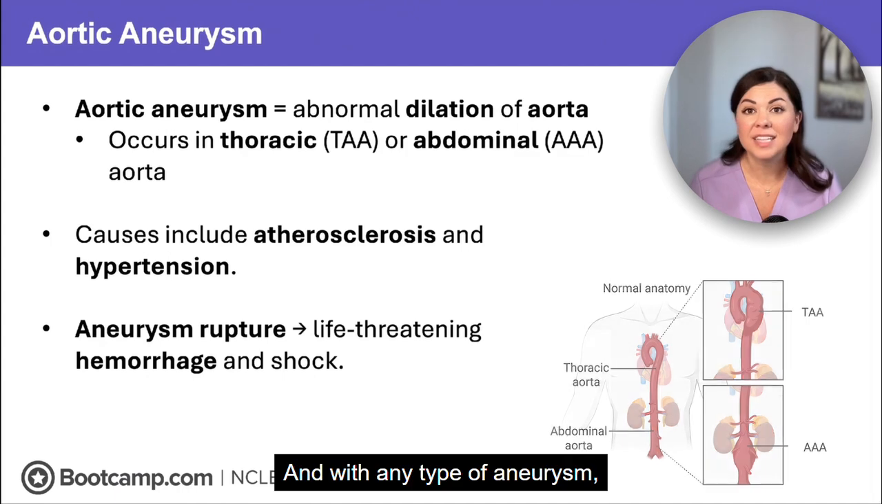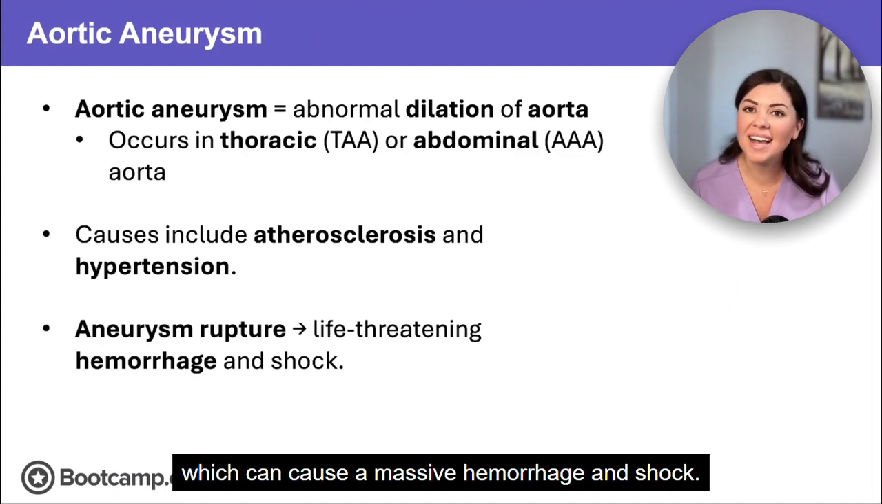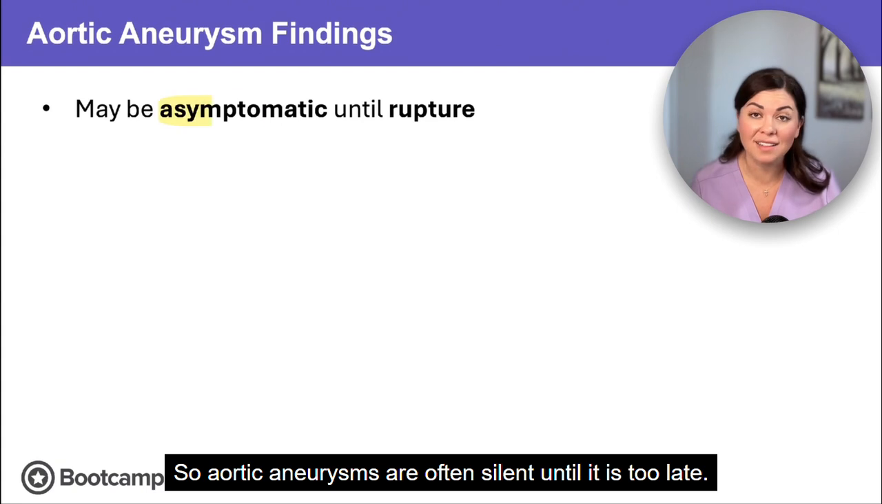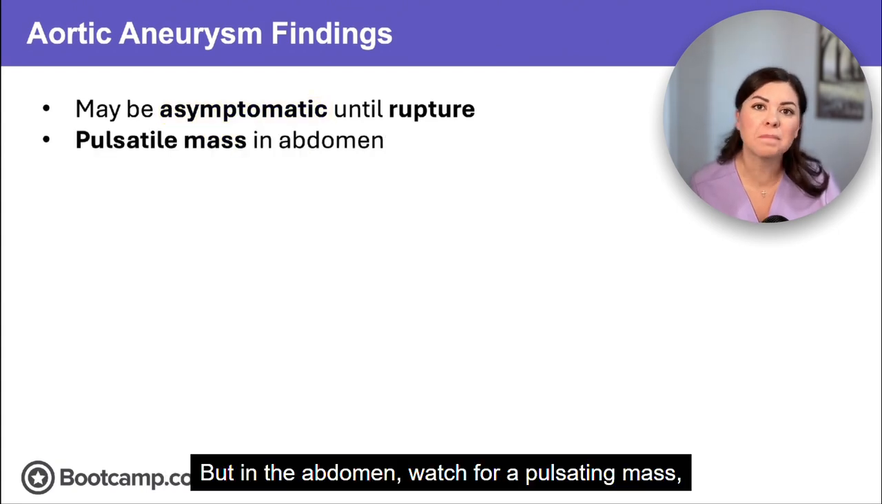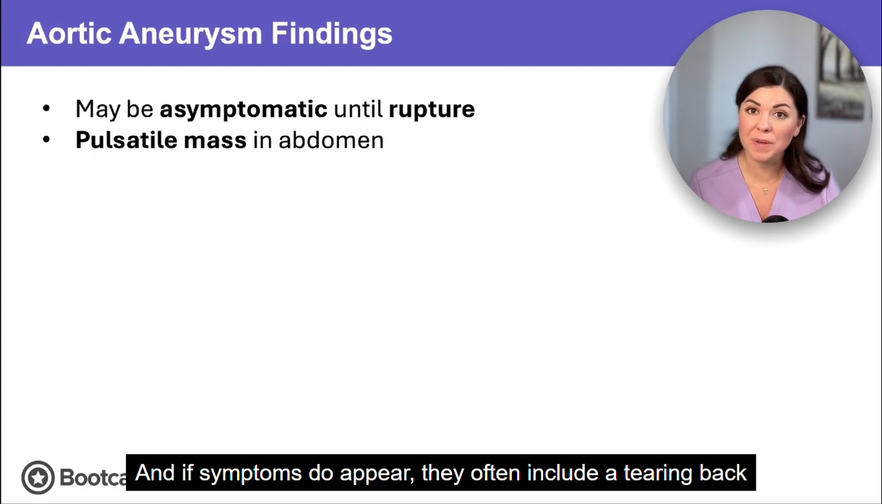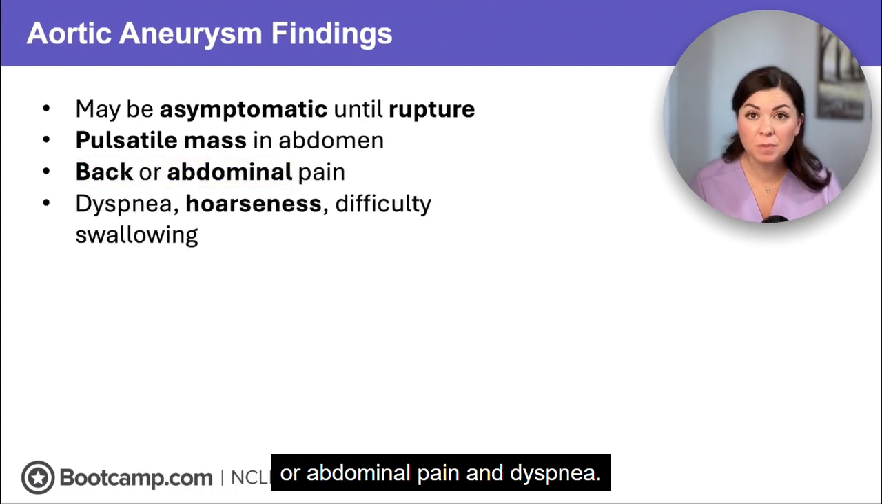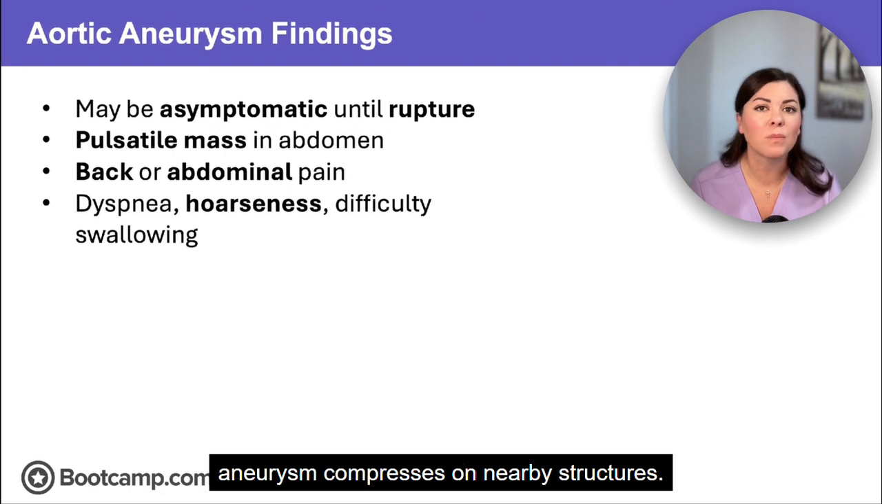So a thoracic aneurysm, or TAA, is located in the chest cavity, and an abdominal aneurysm, or AAA, is in the abdominal cavity. And with any type of aneurysm, the greatest danger is rupture, which can cause massive hemorrhage and shock. So aortic aneurysms are often silent until it is too late. But in the abdomen, watch for a pulsating mass, which is a classic red flag for a AAA. And if symptoms do appear, they often include a tearing back or abdominal pain, and dyspnea, hoarseness, and difficulty swallowing may occur if the aneurysm compresses on nearby structures.